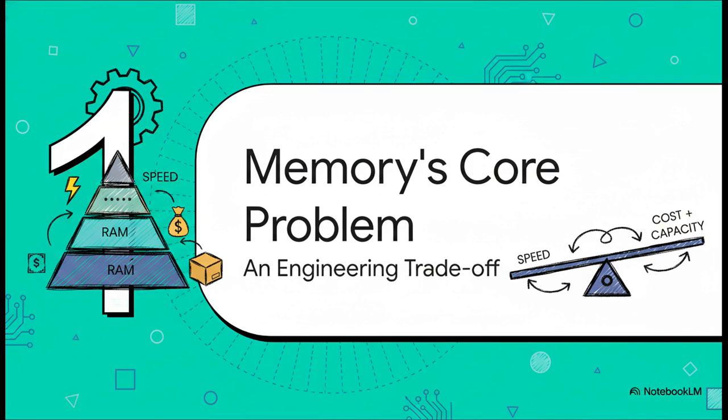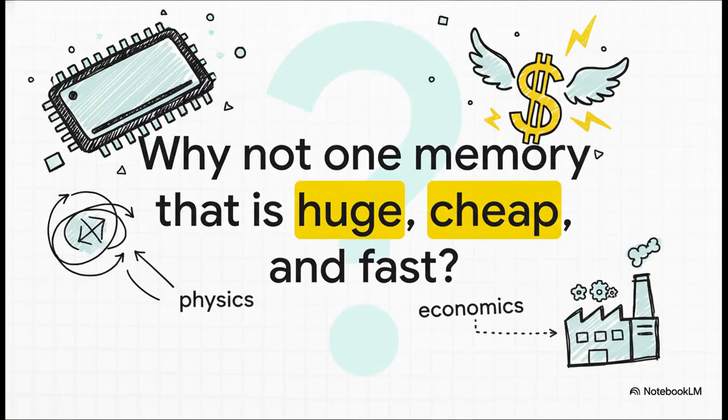Now, to really get why the memory hierarchy is so brilliant, we first have to understand the problem it's trying to solve. I mean, every single computer designer on the planet has to wrestle with this core challenge. It's a classic engineering trade-off, really. And that brings us to the big question. Why can't we just have it all? Why can't we build a computer with one single type of memory that is absolutely huge, ridiculously cheap, and super duper fast? I mean, that sounds perfect, right?